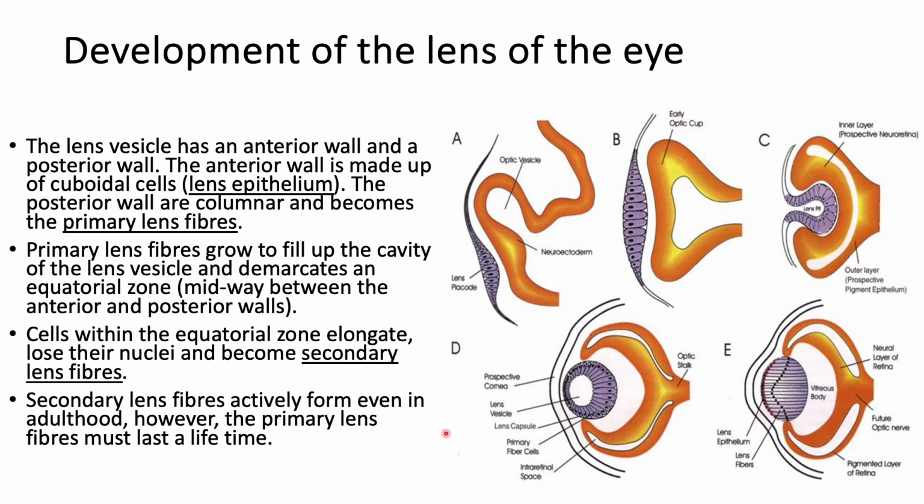The secondary lens fibers actively form even in adulthood. So even in an adult, you have active development of the secondary lens fibers. However, the primary lens fibers are fixed. They no longer grow, and they have to last your lifetime.